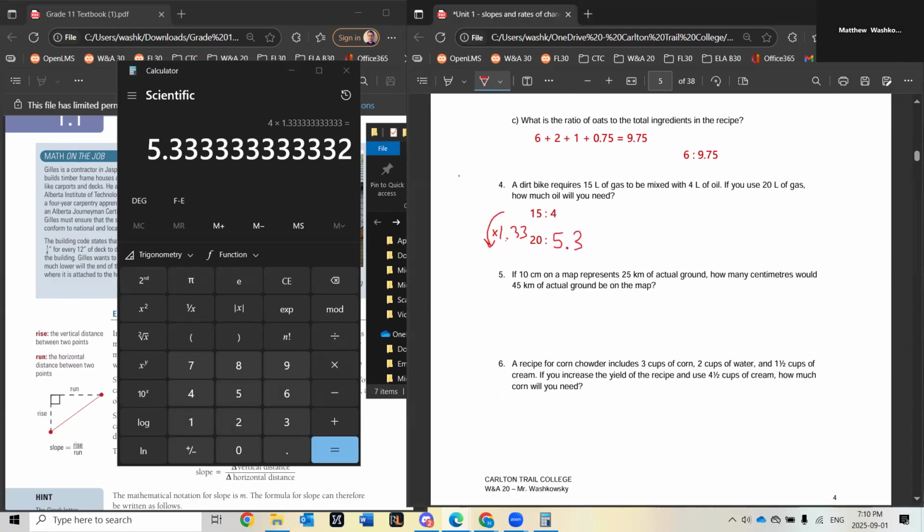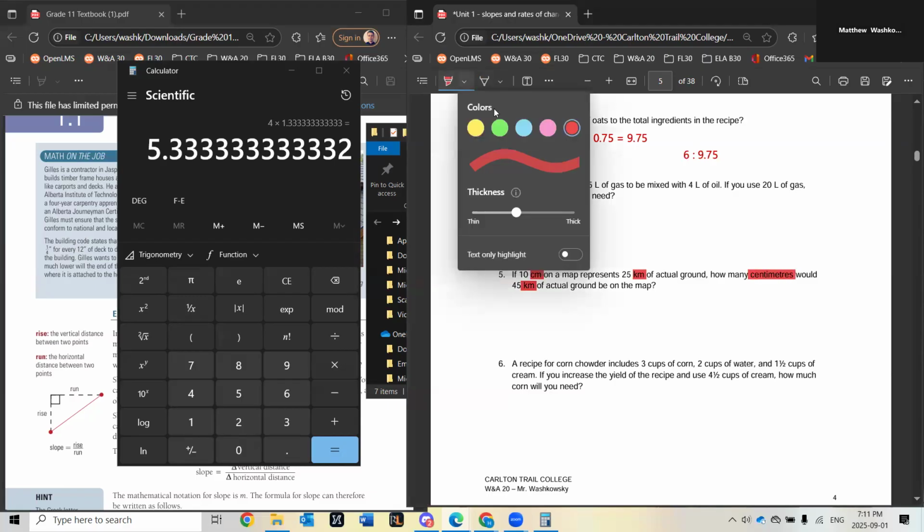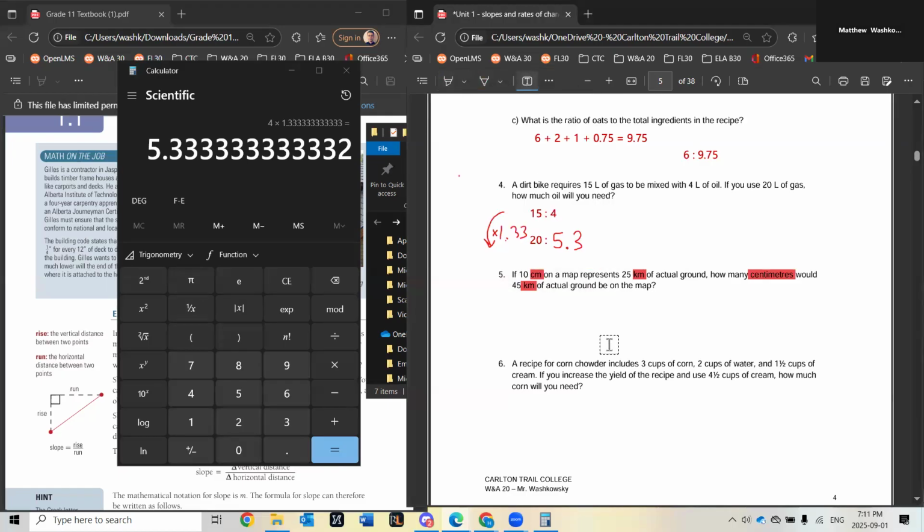Question 5 is, if 10 centimeters on a map is 25 kilometers of actual ground, how many centimeters would 45 kilometers actually cover? Now, I do want to make note of one thing. We are dealing with centimeters and kilometers. Normally, we have to convert. This is one of the rare examples where we don't. So take what I know. I know 10 centimeters to 25 kilometers is our ratio.